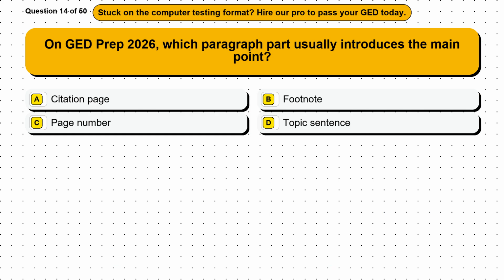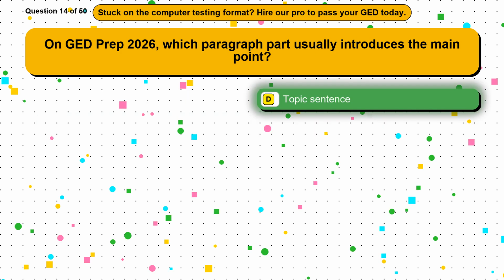Question 14. On GED Prep 2026, which paragraph part usually introduces the main point? Option A, citation page. Option B, footnote. Option C, page number. Option D, topic sentence. The correct answer is option D, topic sentence.